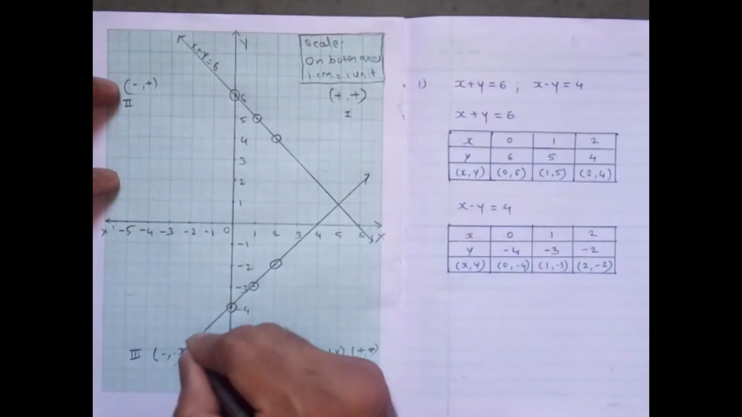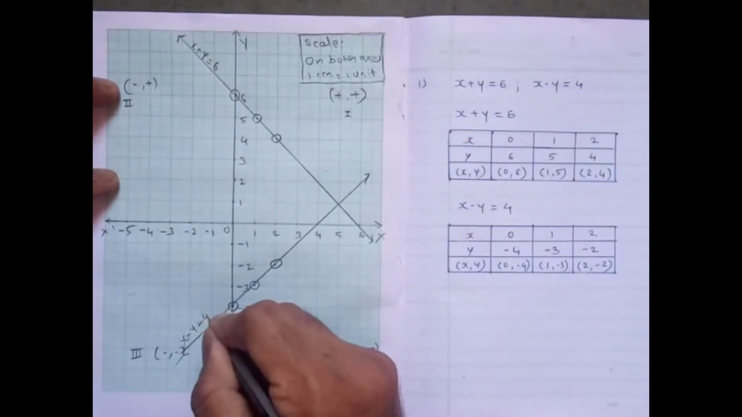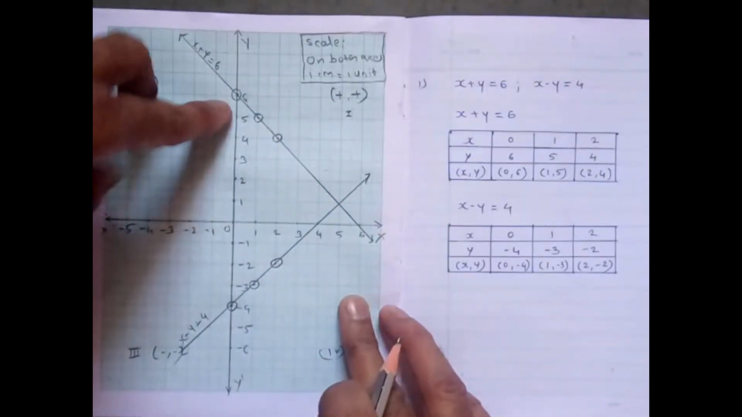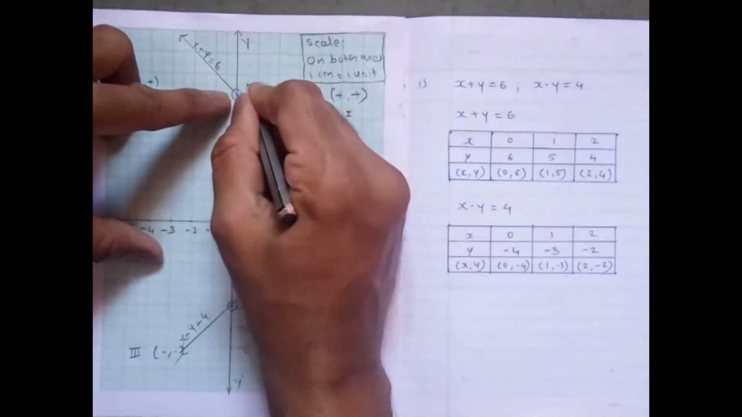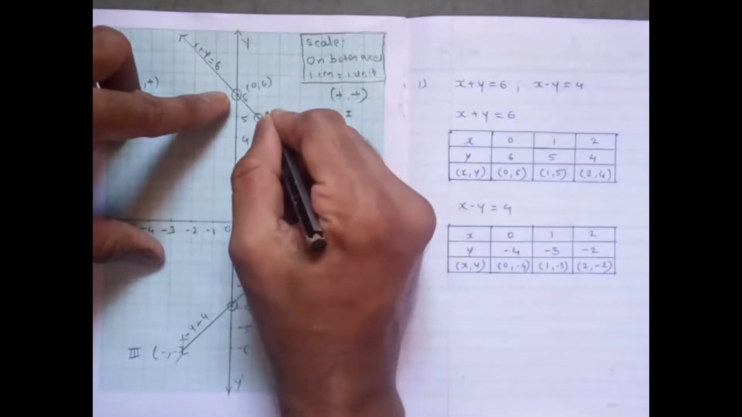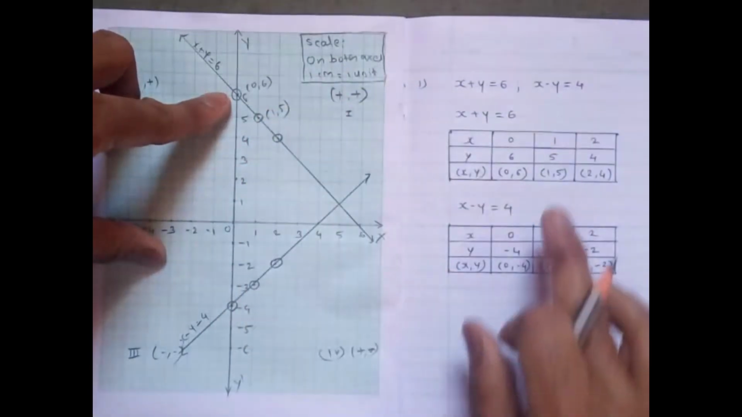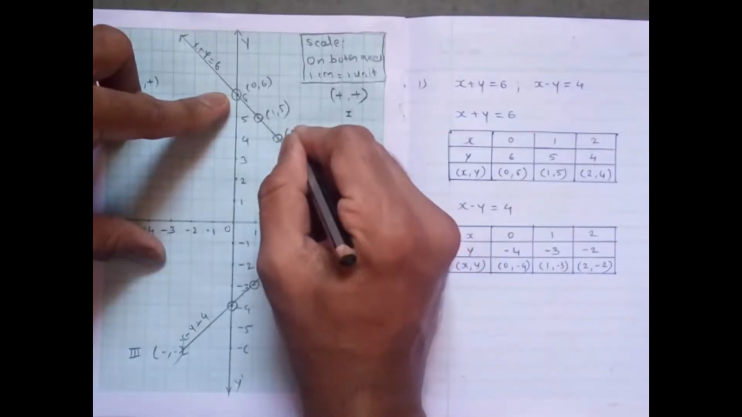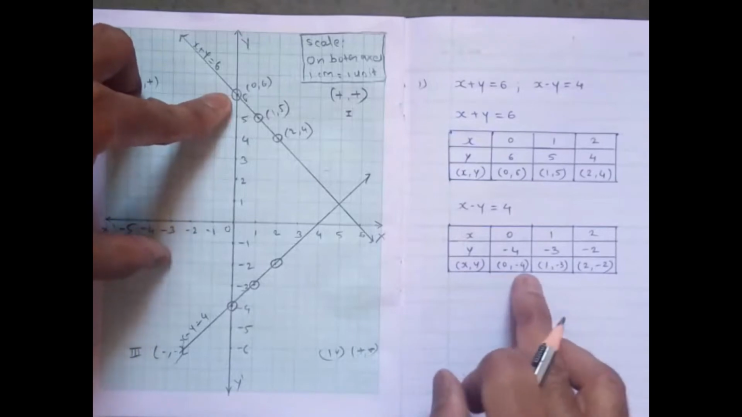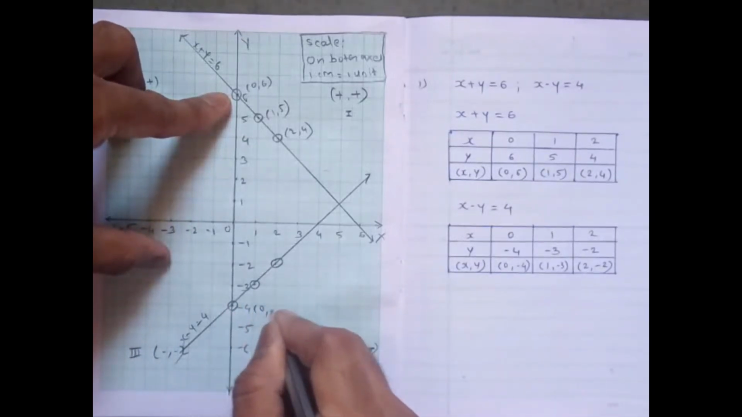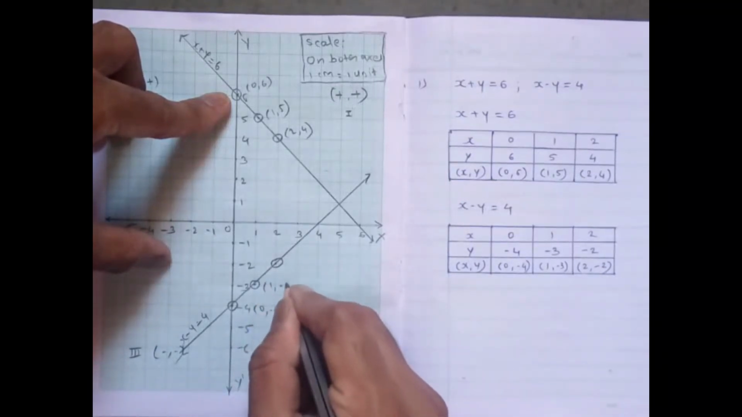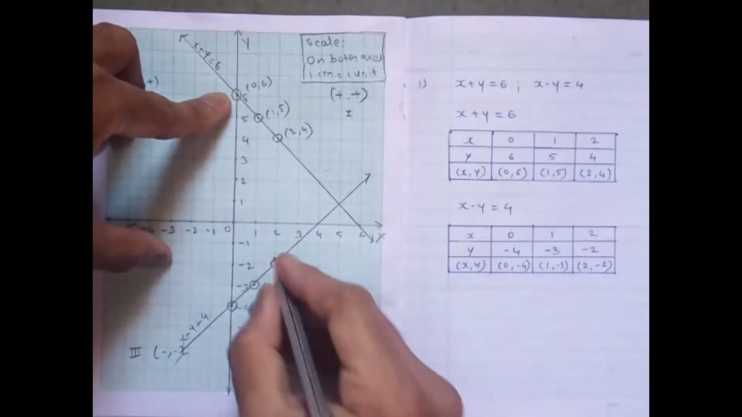Equation of this line is x minus y is equal to 4. I will write the coordinates of each point. The first point is (0, 6), second point is (1, 5), third point is (2, 4). Here, first point is (0, -4), second is (1, -3), and third is (2, -2).